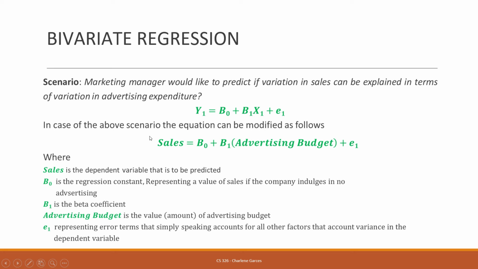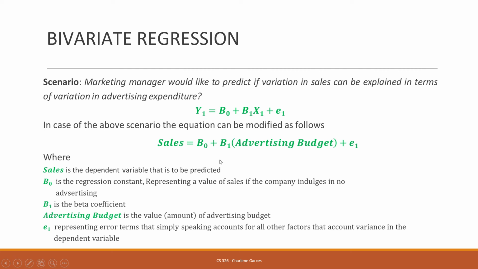Now, in case of the above scenario, the equation can be modified as follows. Sales is equal to the beta coefficient. Again, the coefficient is the number that is used to multiply the variable. So B is the coefficient, plus B1 or the advertising budget, plus the error, or this is representing an error that simply speaking accounts for all other factors that account for variance in the dependent variable. So these are the legend of what this formula is all about.